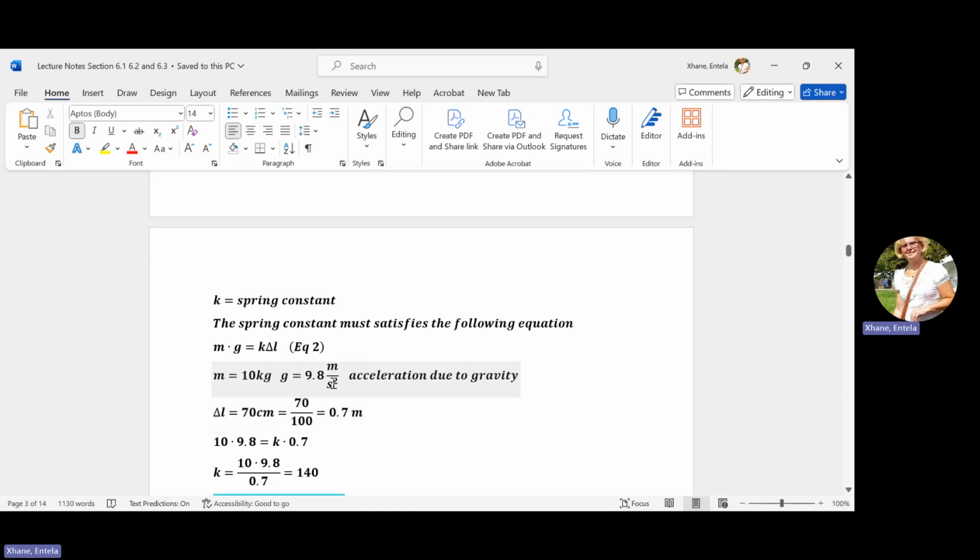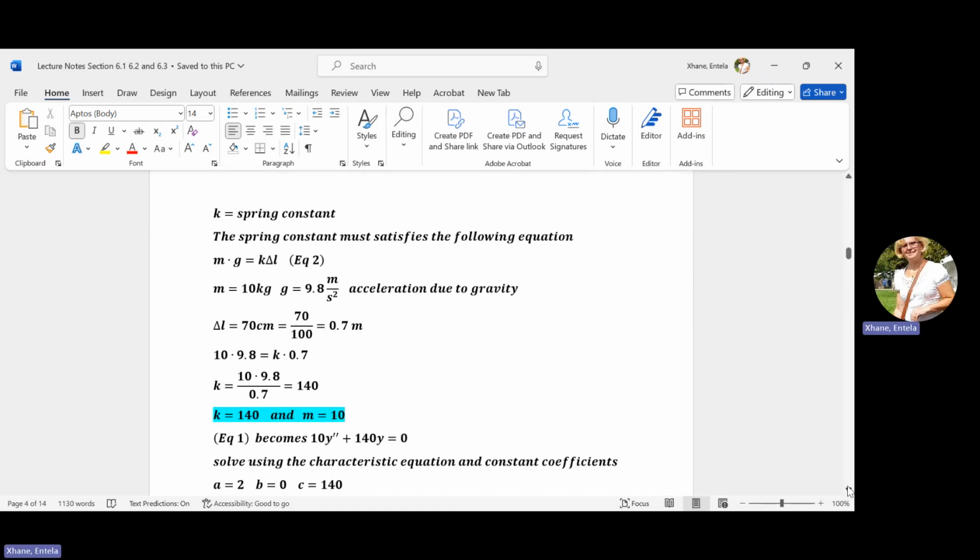Now the acceleration is 9.8 meters per square second. And then the mass is 10 kilograms. So we are going to change delta L. There's no information for the natural length. So therefore, whatever that new length is, that's going to be delta L. And then it is given in centimeters. We know 1 meter equals 100 centimeters. We divide by 100 to convert it into meters. So we have 10 times 9.8 equals K times 0.7. And then K is 10 times 9.8 over 0.7, which is 140.